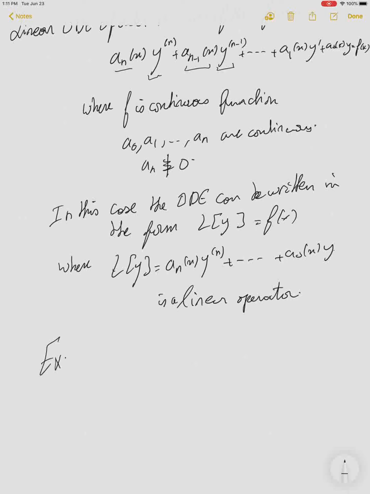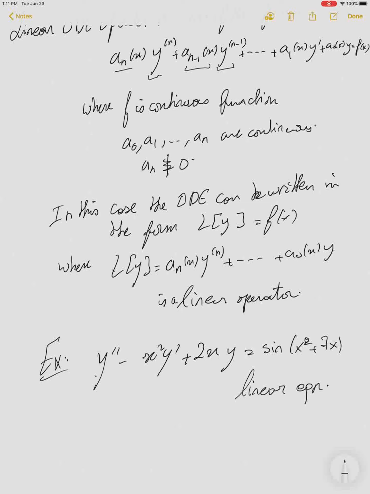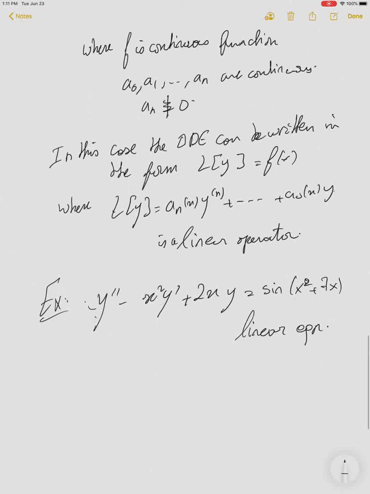So an example is y double prime minus x squared y prime plus 2xy equals sine of x squared plus 7x. This is a linear equation because I have y double prime multiplied by 1, y prime multiplied by minus x squared, and y multiplied by 2x, and the right hand side depends on x only. This is fine.